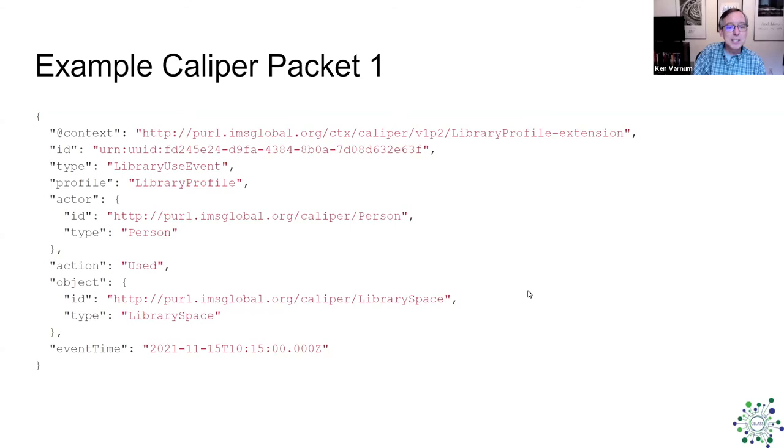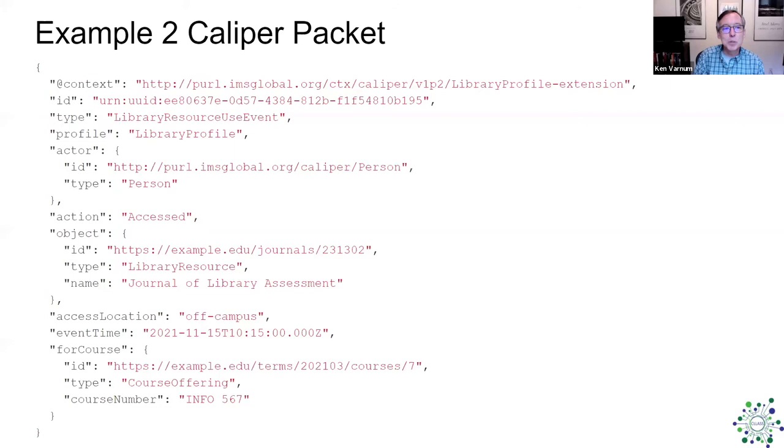On the next slide, we have a slightly more detailed sample packet. The top looks very similar. It's still a person. We're not saying anything more about who this individual was or what their context is, but we're giving more detail about what they accessed. It's a library resource with a title and a particular ID, a DOI or a URL. And it also adds more information about where the person was when they accessed it. They happened to be off campus, which we might have determined through a proxy server or an IP range, or from the authentication method that they used.